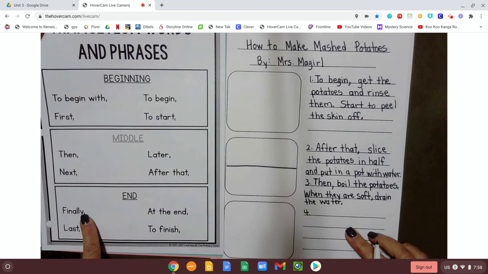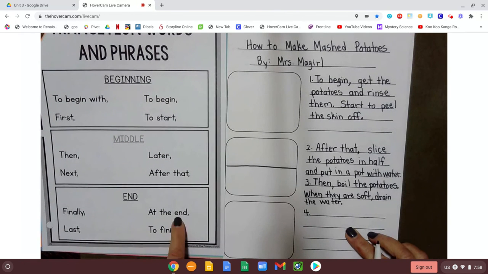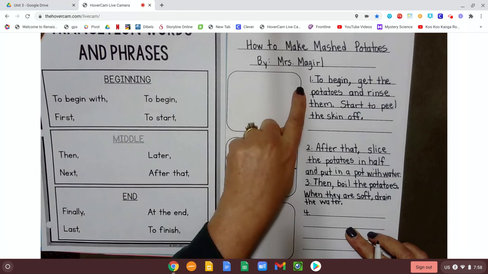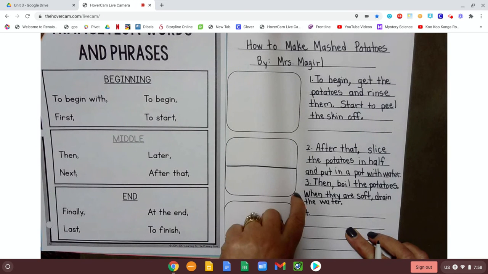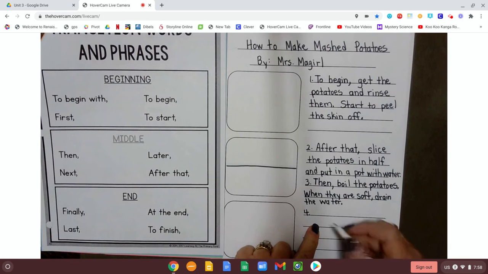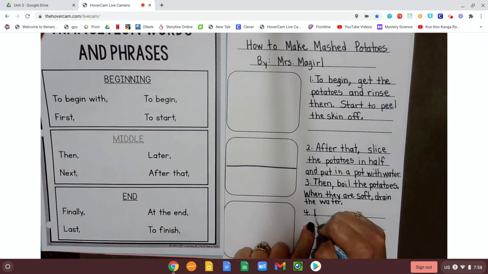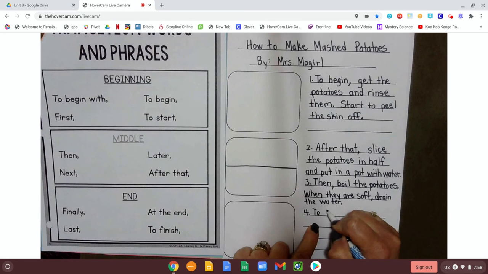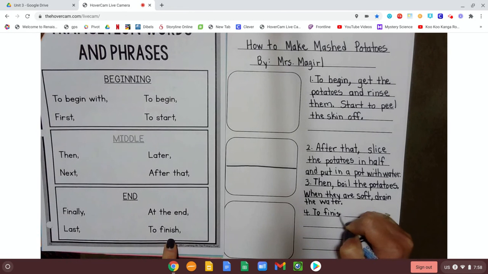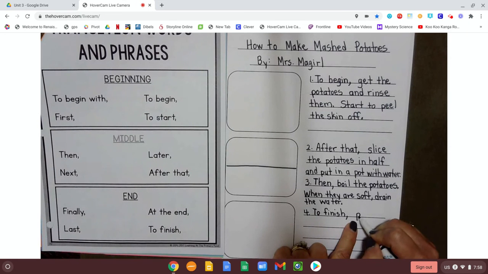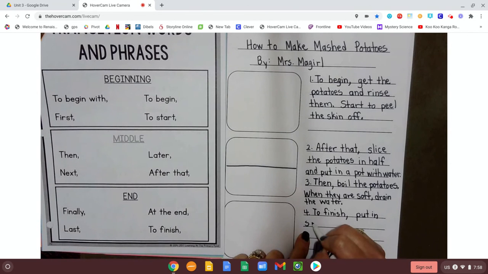Our choices are finally, last, at the end, or to finish. We have to begin after that, then. I think I'm going to say, To finish, put in some milk.